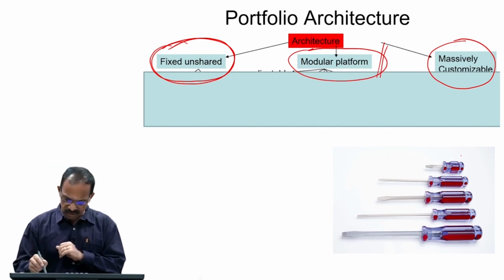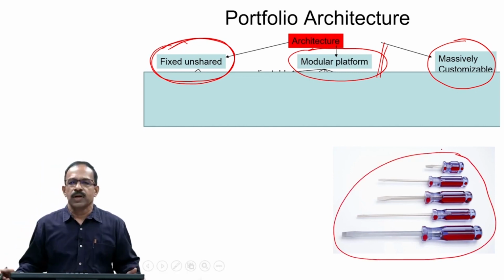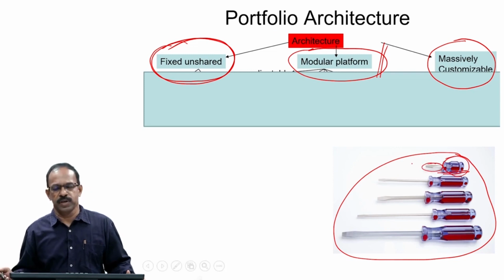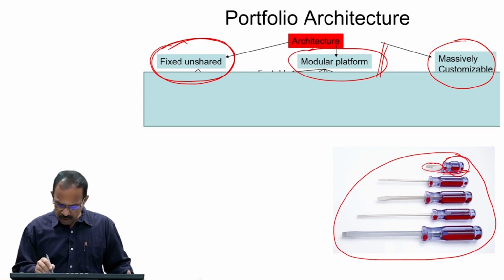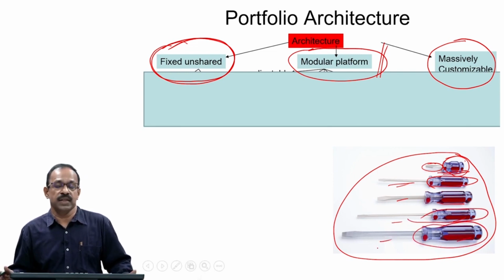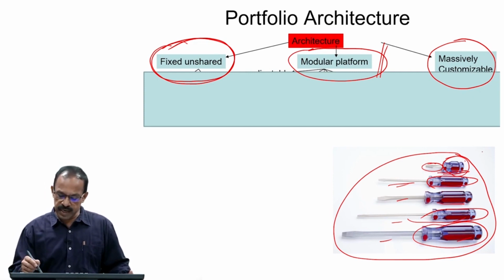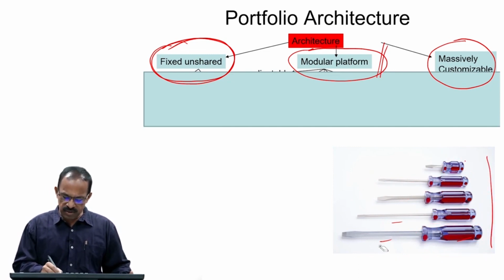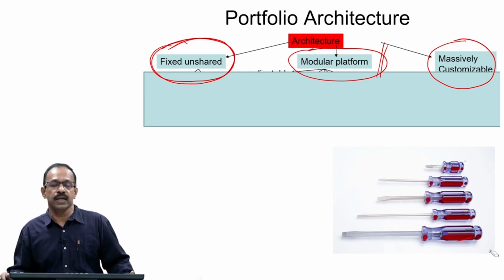A typical example is this screwdriver set. You can see this screwdriver has got its own handle and the tool tip also, and here also it has got its own handle, which is different from this one, and this tool also is different. Similarly, this is different from this one, is different from this one. So, each one is completely independent. There is nothing sharing between these products, and that kind of an architecture is known as fixed unshared architecture. That means you have products in the family, but the products do not share anything between themselves, is known as the fixed unshared architecture.